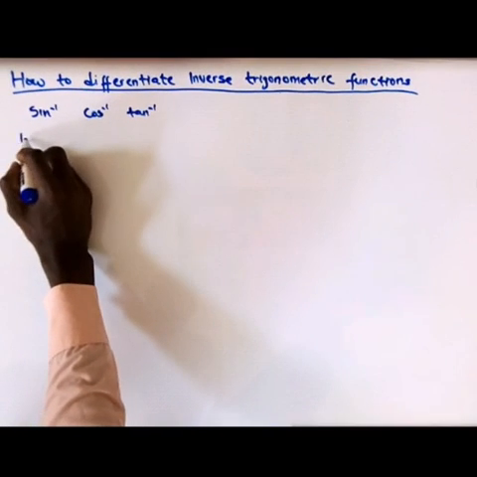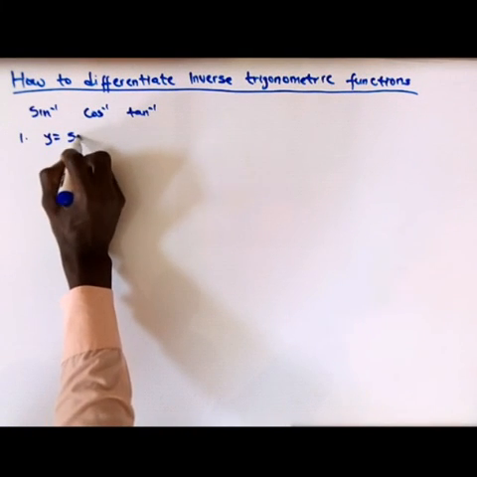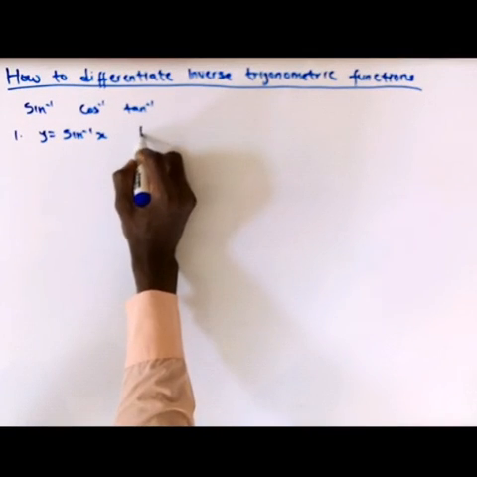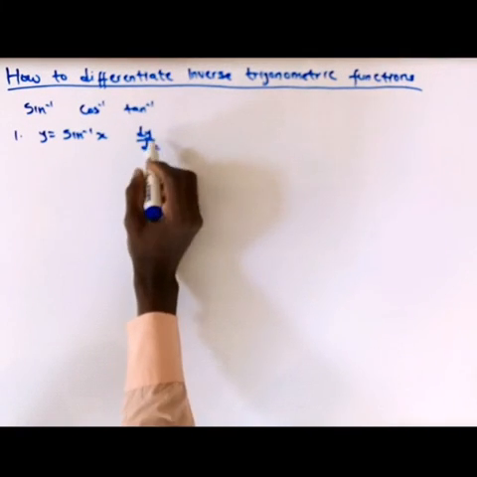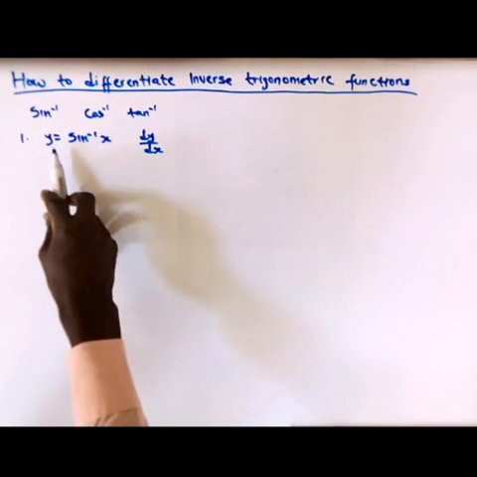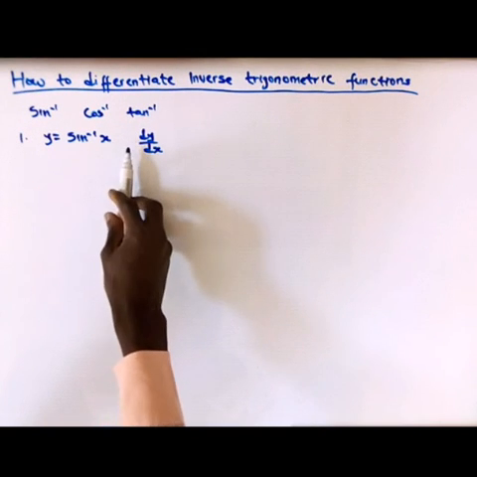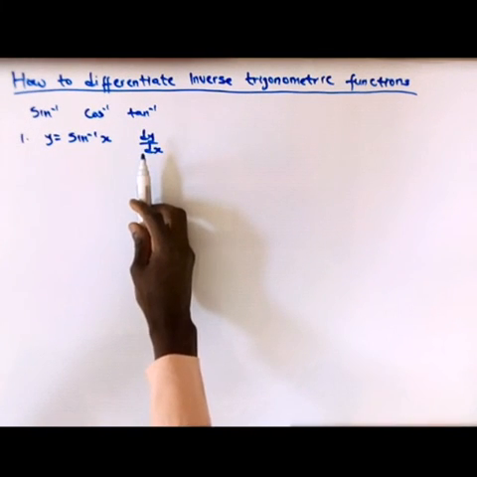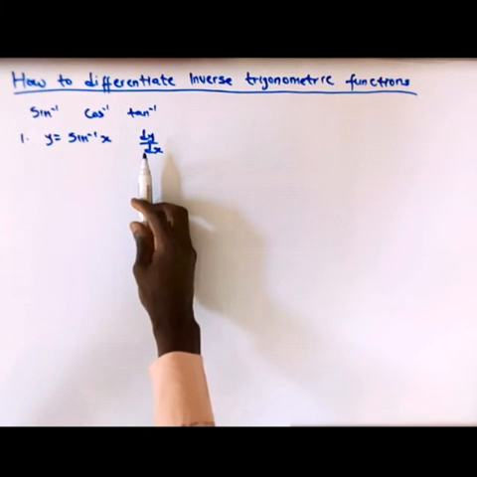Take, for example, you are given y is equal to sine inverse of s, and you are asked to differentiate it, that is, find the derivative dy/ds. How do we differentiate y is equal to sine inverse of s? Now, there are three basic steps you just need to know. Once you know how to apply them, then there you are.